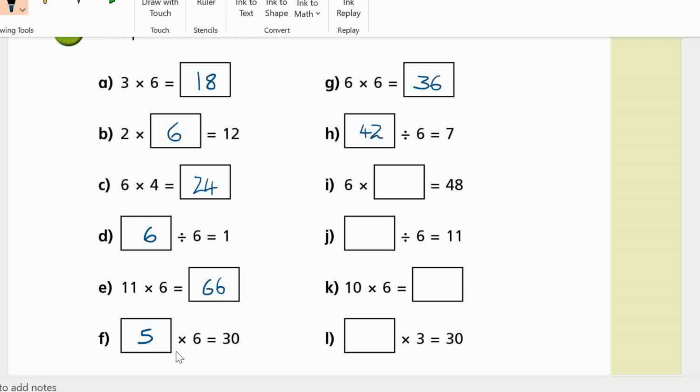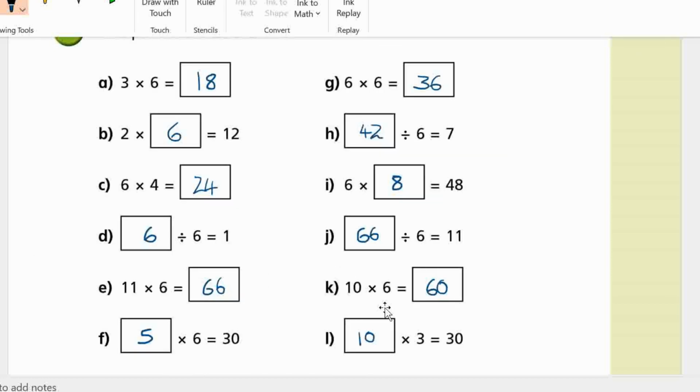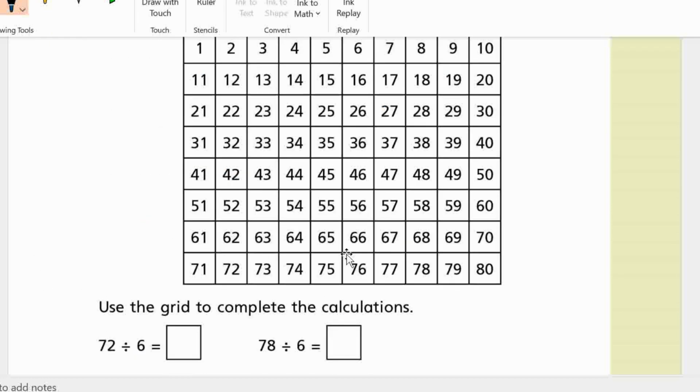And 6 times what equals 48? So 6 times 7 is 42. So 6 times what is 48? Yeah. Good. And what divided by 6 equals 11? So 11 times 6, 10 times 6, easy. 60. What times 3 equals 30? Another fairly easy one. No, we're doing the 3 times table.